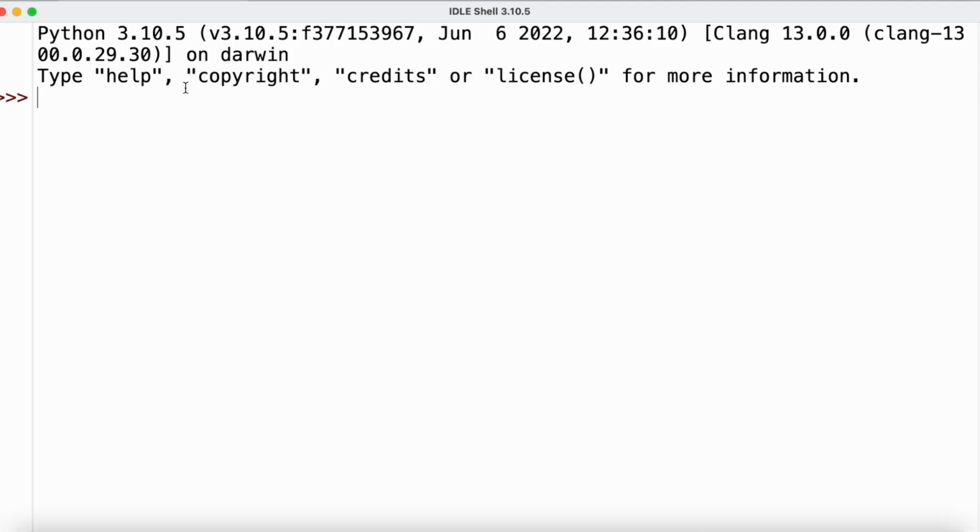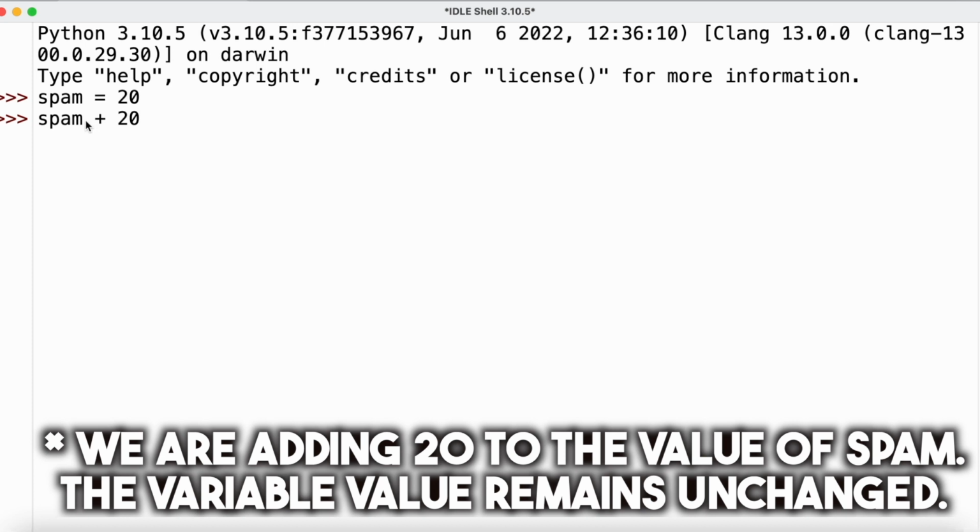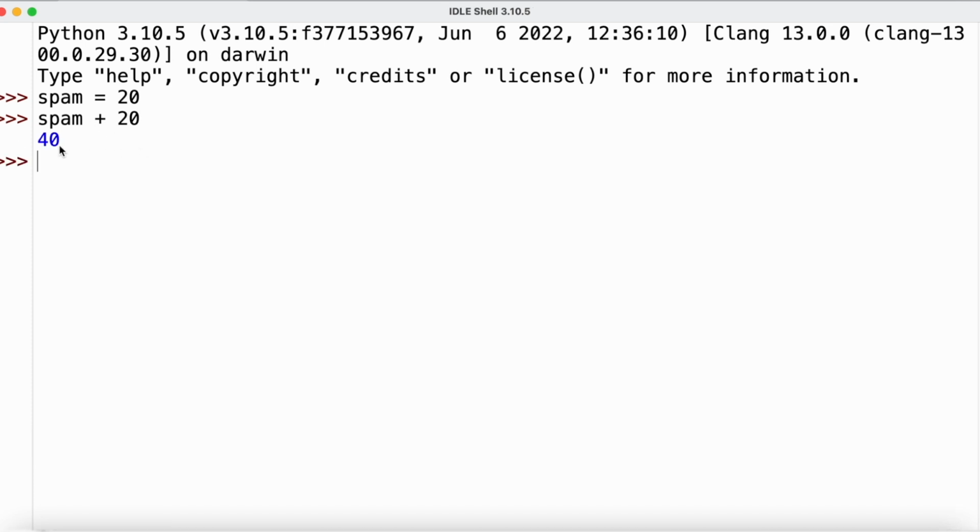So let's open up IDLE to have a look at that. And first we can set the variable spam to 20. Then we are increasing the value of the spam variable by 20. So now we have a value of 40. And now we set a new variable spam in all uppercase letters to 30. And we are then referencing spam again, but this is of course the original variable. So here we get a value of 20 back rather than 30.